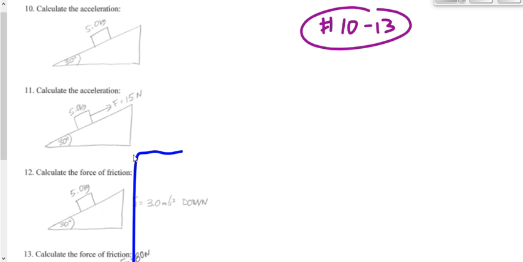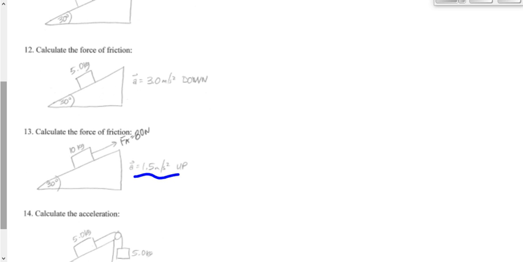We know that it's moving up the hill because that's what the acceleration is here. If it's moving up the hill, which way is friction going to act? We know this right away. Dylan, if it's moving up the hill, which way does friction act? Down the hill, right. So we know that we're going to draw friction down the hill. I'm going to draw it right there. The force of friction is down the hill.